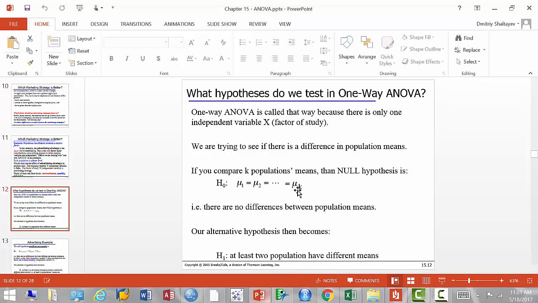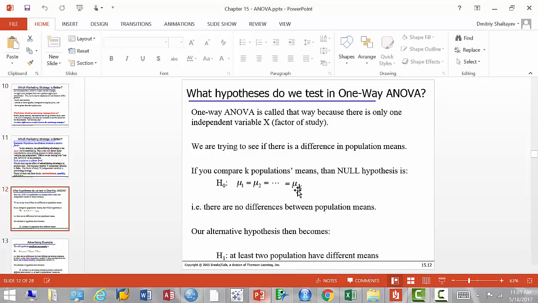And my alternative actually, it's kind of a little bit funky. My alternative should say not all the populations have the same average, right? They're not equal to each other in terms of their averages. But there are many different ways how that can be the case. For example, let's say that my mu1 and mu2 are the same, and the rest are different from them. That's one way. Or maybe all of my means except for one are equal, and one is very different from the rest of them, right? Or half of them can be equal and half something else, right? Or all of them can be different. So there are many different ways how not all the means are the same.